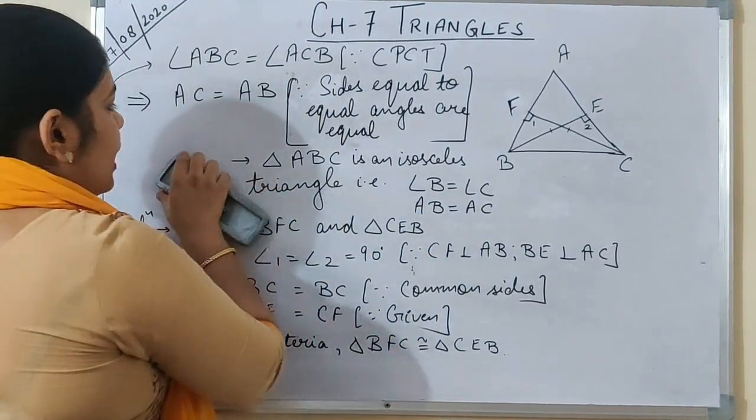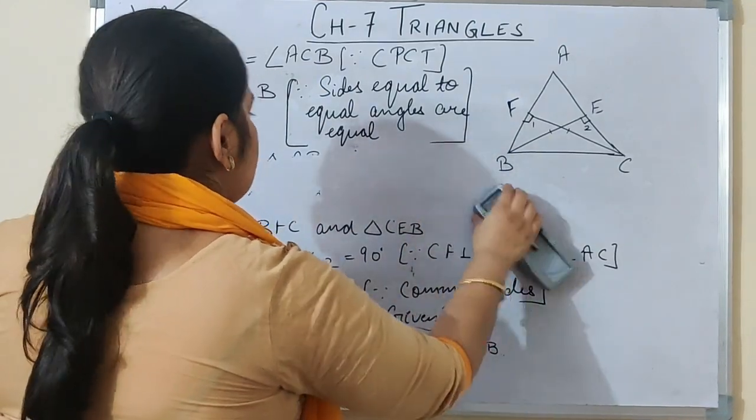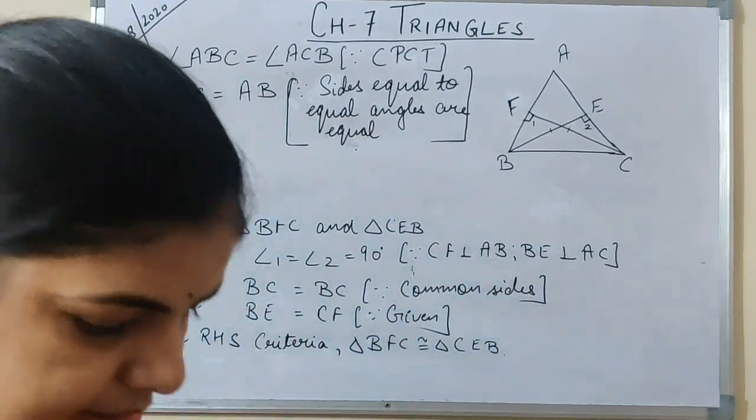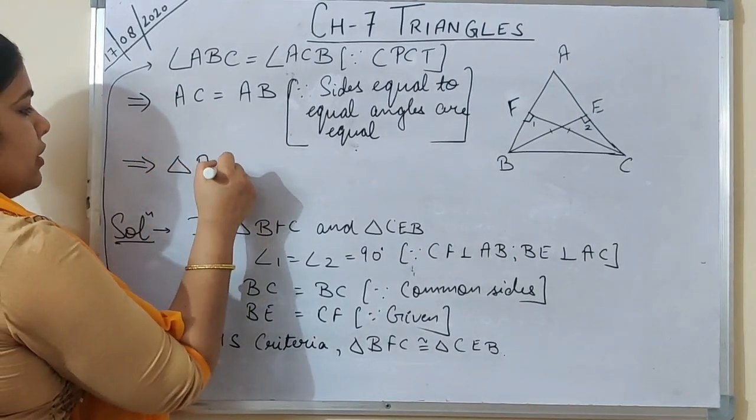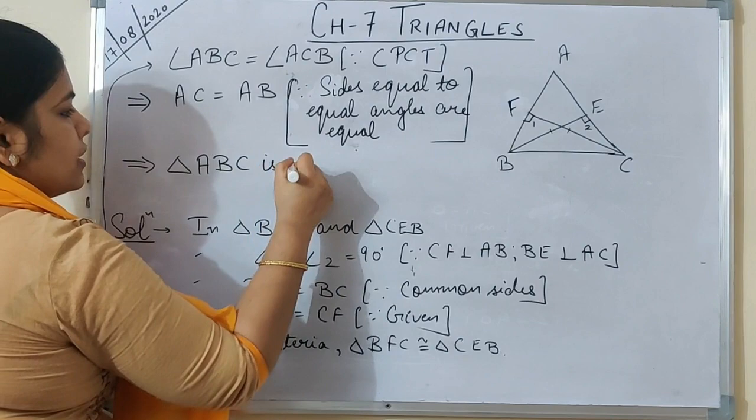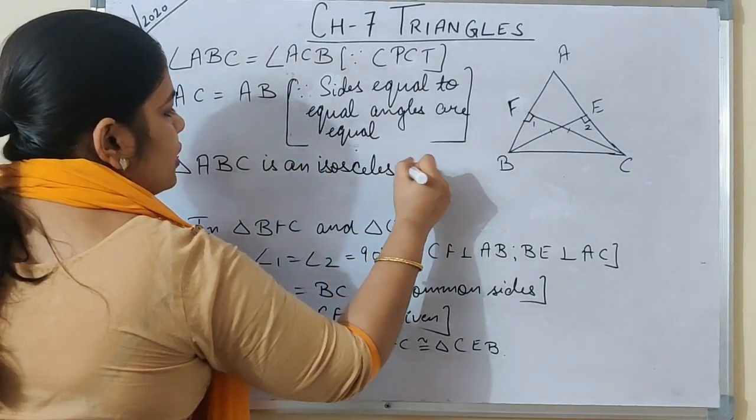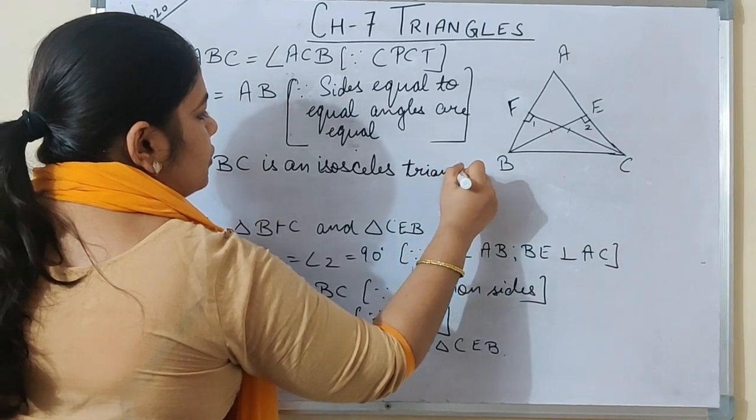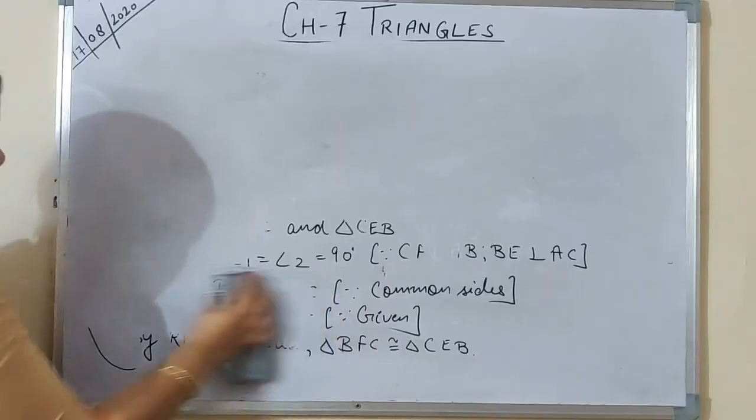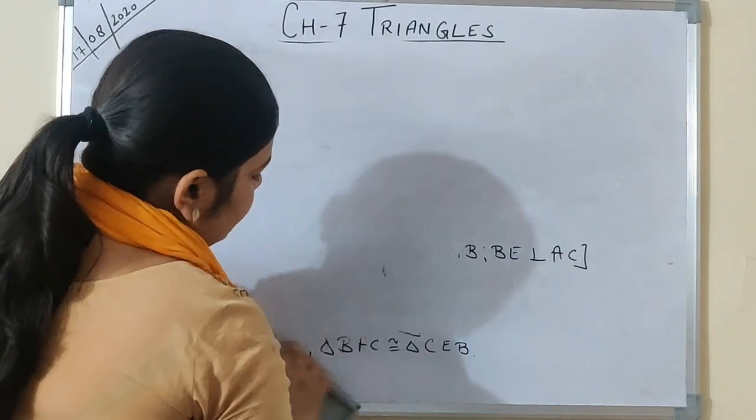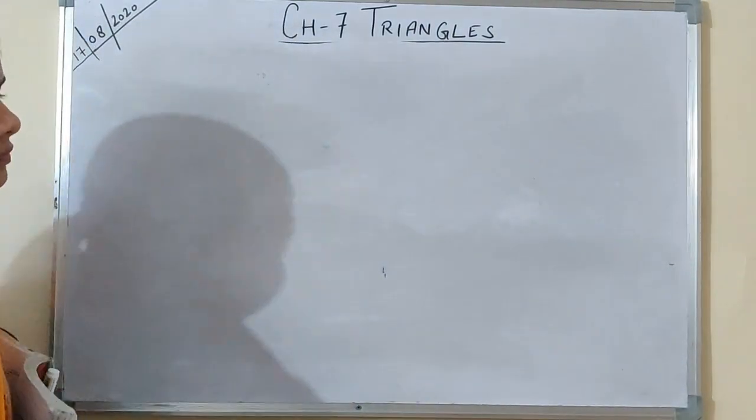Now, after this, what can we say? This implies that triangle ABC is an isosceles triangle. Okay, I think till here it is clear. We will be doing the next question of exercise 7.3.